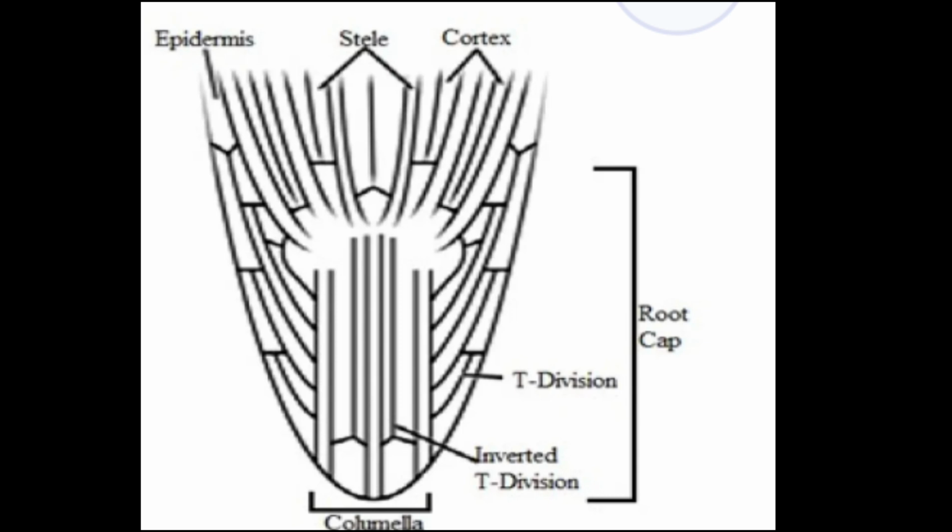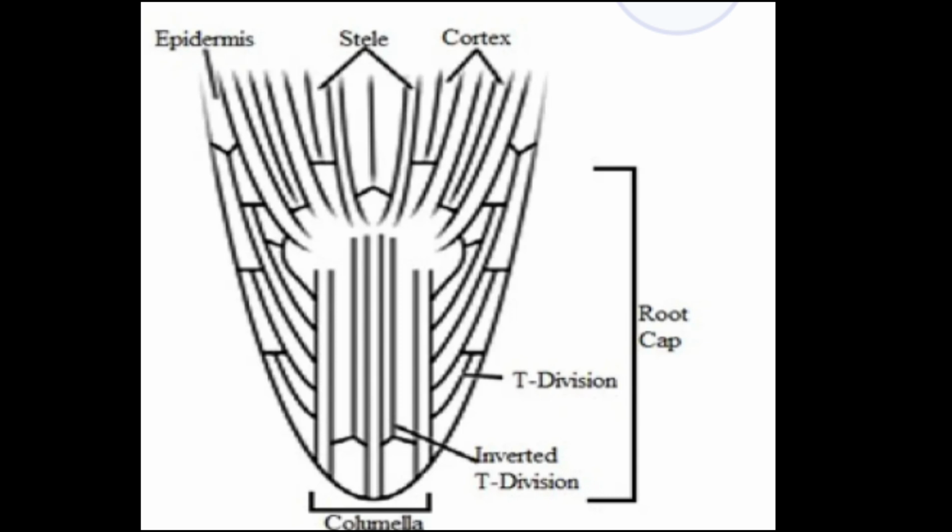Based on the division, the root apical meristem is differentiated into two zones. The inner region is an inverted T-shaped structure, formed because of the secondary division in the upper daughter cell, and it is known as the Kappe, that is the cap. And the outer region is formed by a secondary division in the lower daughter cell and forms the straight T-shaped structure termed the Korper, that is the body. So this Korper and Kappe are clearly differentiated in monocotyledons.